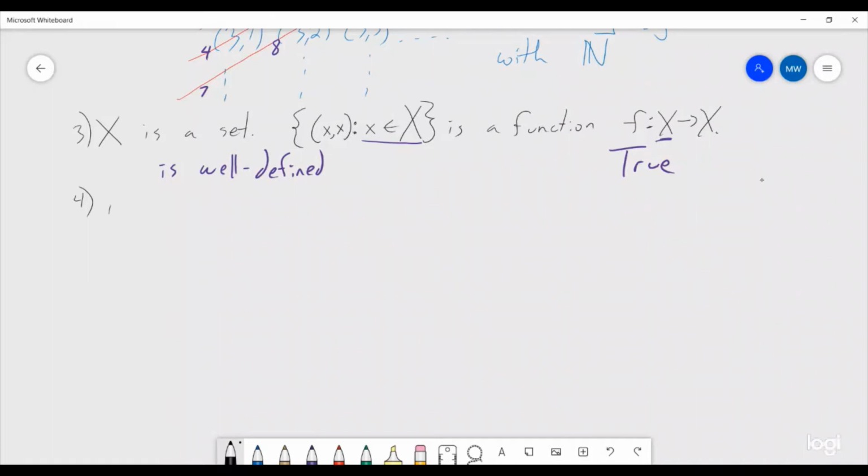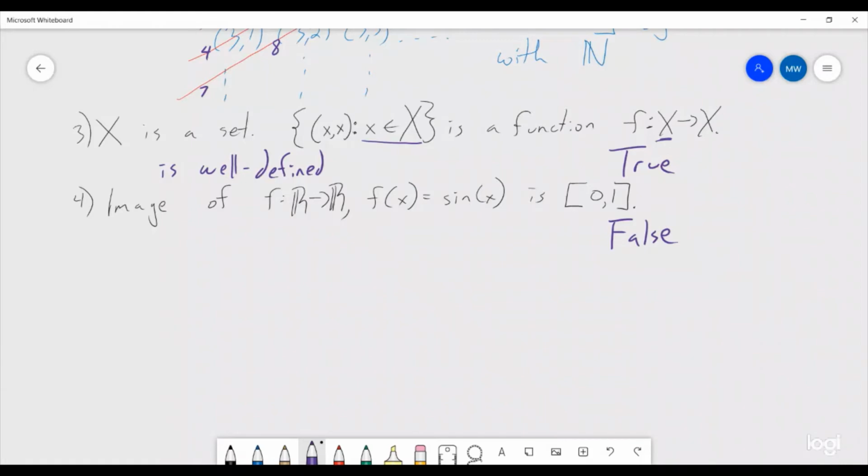Next one. The image of f defined from R to R, where f(x) is equal to sin(x), is the interval [0, 1]. Is that going to be true or false? I think that one's true, but I'm not sure. Okay, so this one's actually false.